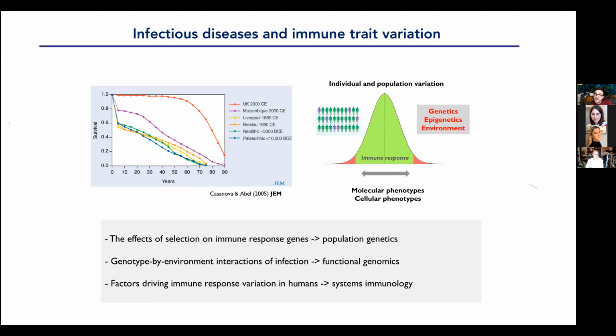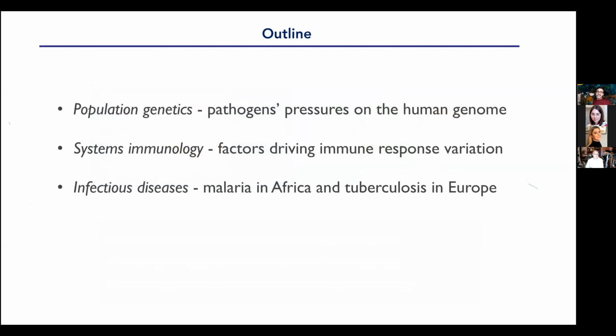So in systems immunology, or in population immunology, what we try to understand is which are the factors that drive immune response variation in humans. Genetics, age, nutrition, microbiome. You will see an example of that. So let me share with you today three examples. In the first one, I'm going to tell you about how we can use population genetic approaches to understand how pathogens have exerted pressure on immune genes.